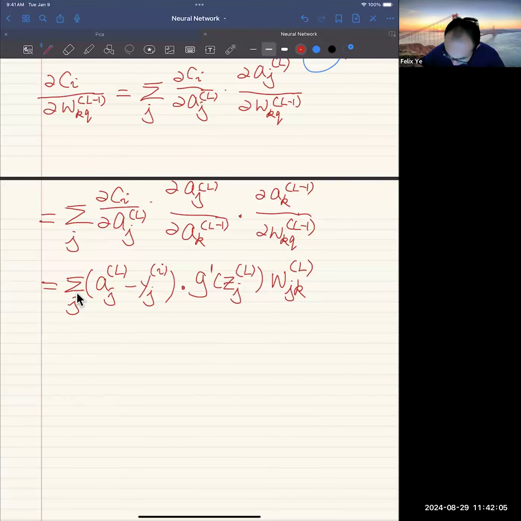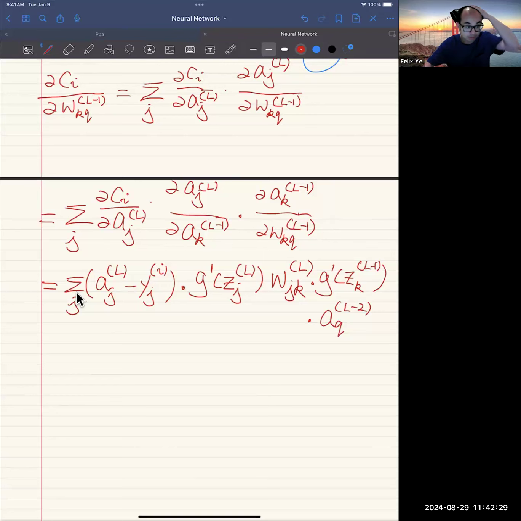Okay, so do the same thing for the next one. This is g prime of Z_K^(L-1) times the A_Q^(L-2). All right, so that's good. So basically this term right here is the link between the layer L and L-1.